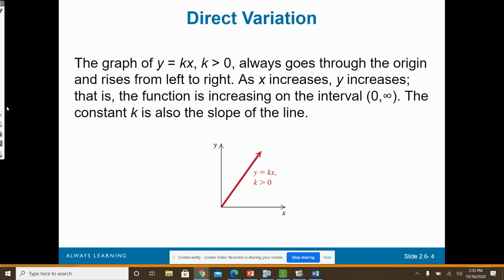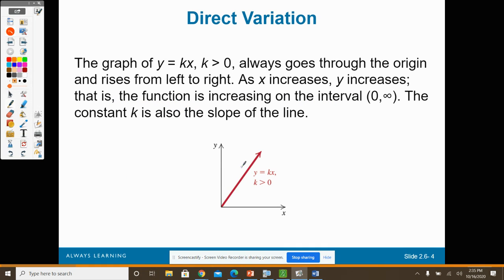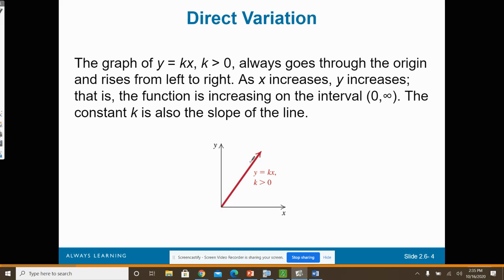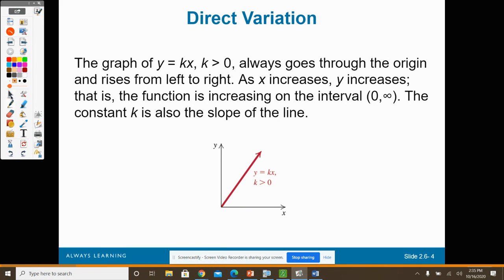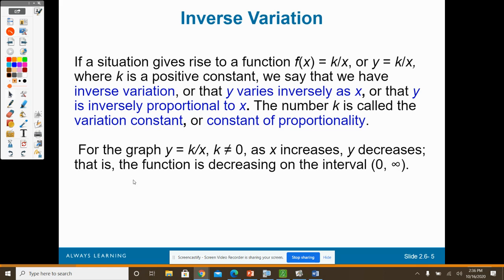So here is an example of what the graph will look like. If k is positive, it's going to be an uphill slope line like this, and generally it is. And it's always going to be increasing, and it's always going to go through the origin, like I said.